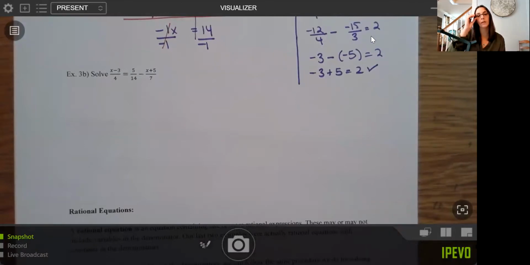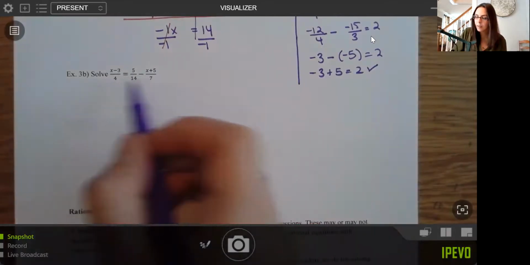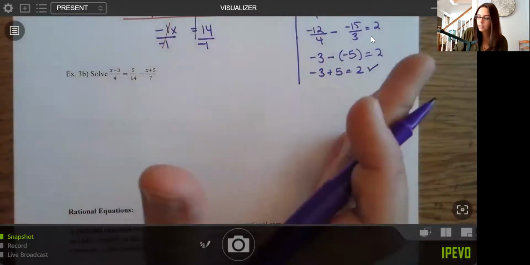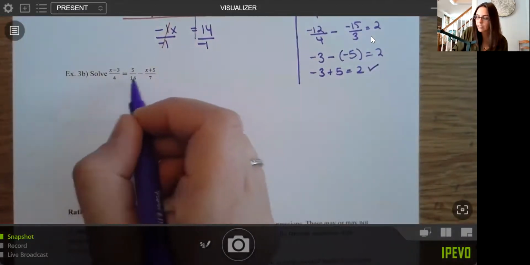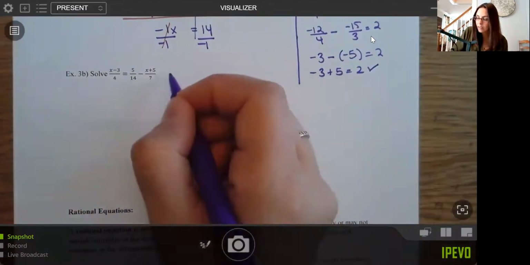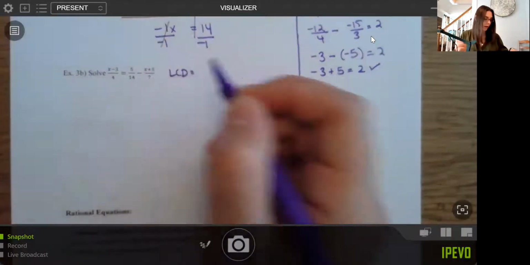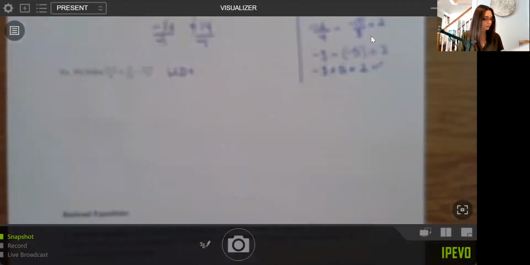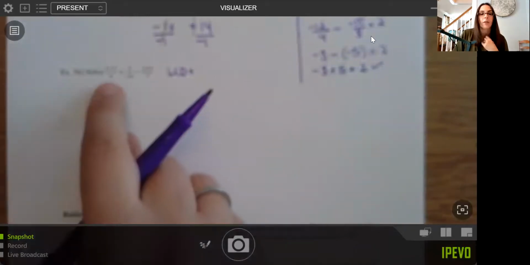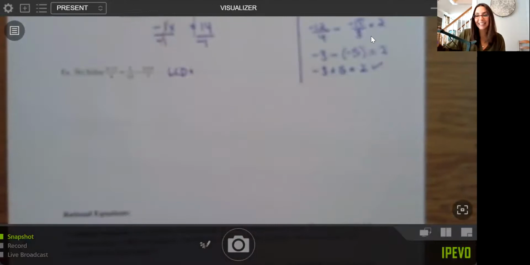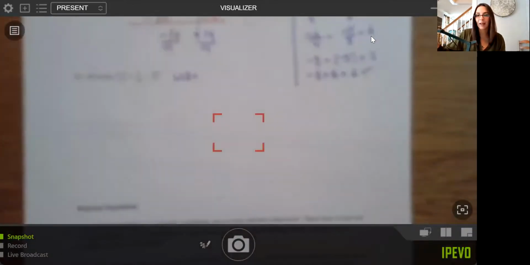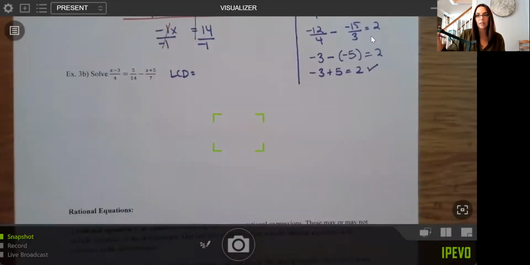All right, let's do another example here. So this time, my denominator is a little bit more complicated. So let's see, I have a 4, a 14, and a 7. So I need to think about my LCD maybe a little bit more here. And for me, I'm thinking 28 is probably going to be my best option. That 4 is kind of throwing me off a little bit because I can't just use 14, right? 14 divided by 4 doesn't work. So 28 is going to be, I think, my best option here.